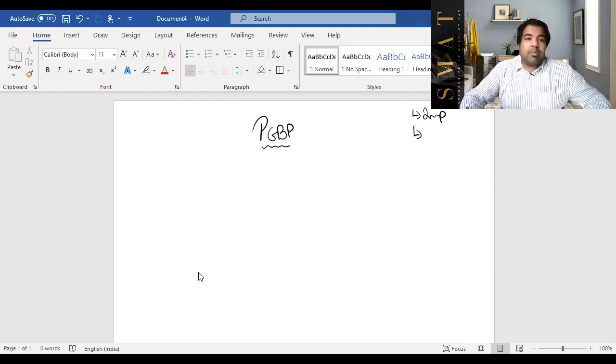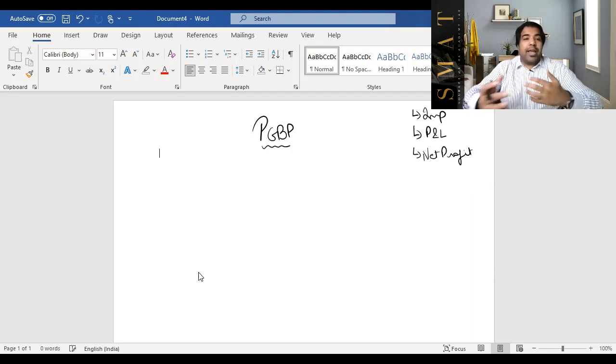Just like a normal PGBP question, they will generally give you a P&L account, or they will tell you there is a profit after deducting a couple of items. So please understand that PGBP can be given in a very different way. They can give you a profit and loss account, and if that is given, you will start with the net profit. So what do you do with the net profit? You will eliminate all the things that you don't have to take in PGBP.